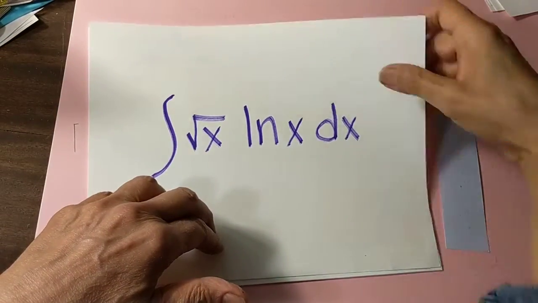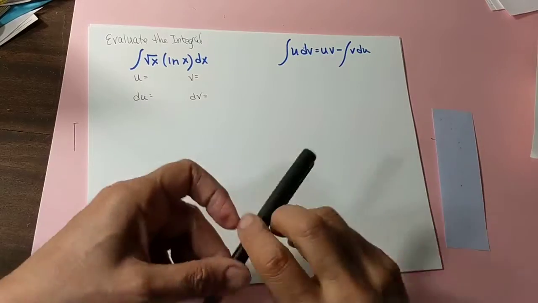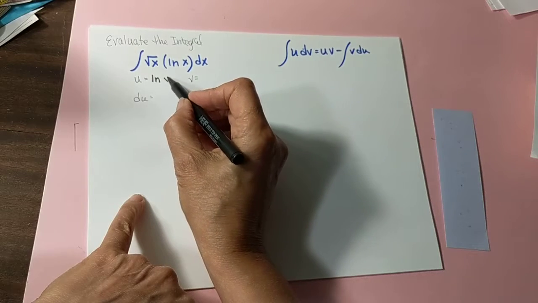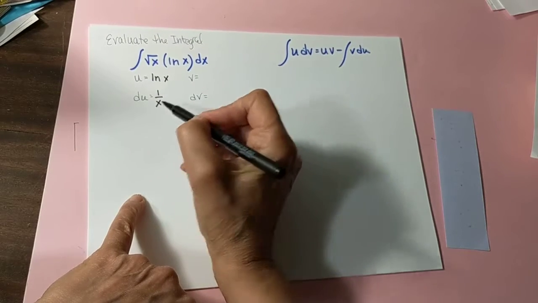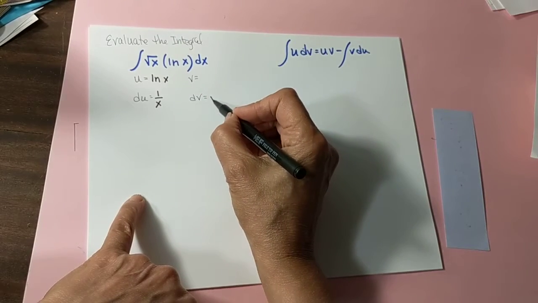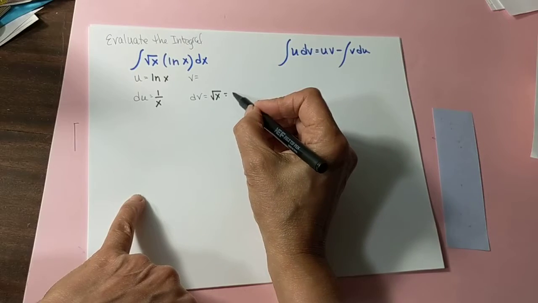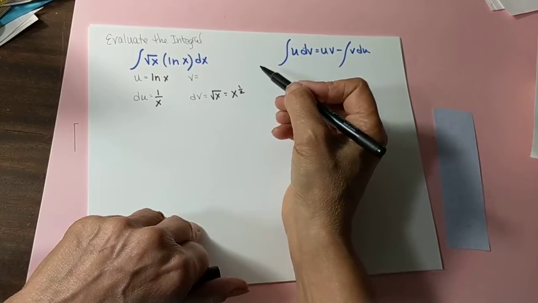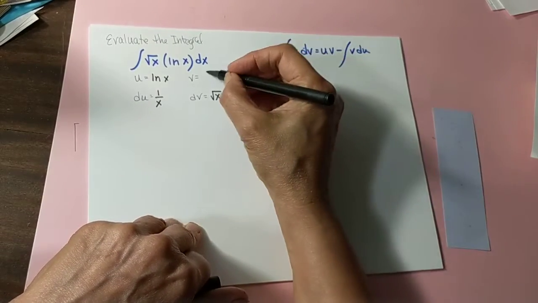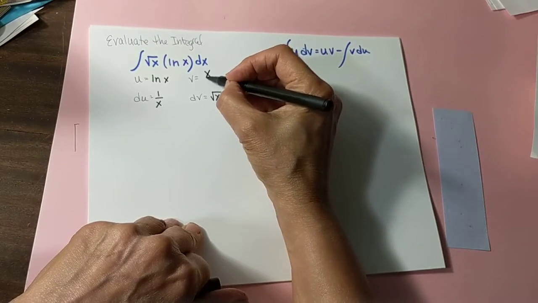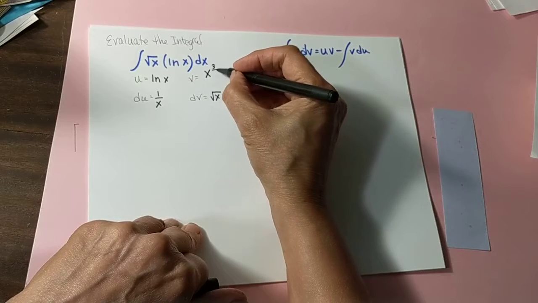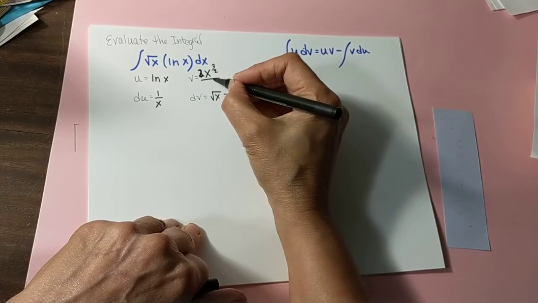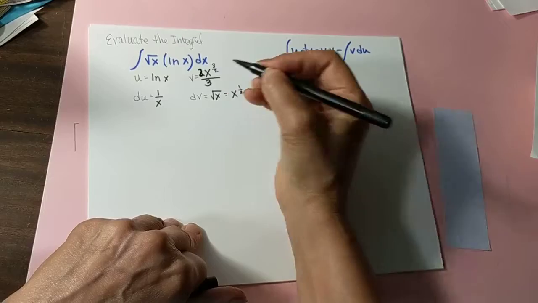Okay, at this point I do know what happens, but at the time I didn't. So I've said that I'm going to make my u ln x, and my du, I just found out, is 1 over x. My dv then is going to be square root of x, which is probably better for me to think about as x to the 1/2. So my v is going to be x to the 1/2 plus 1, which would be 3/2, and so this would be 2 over 3. There we go, 2 over 3.